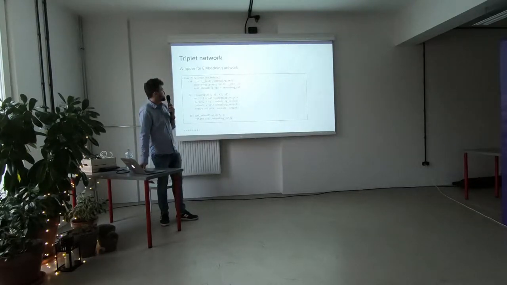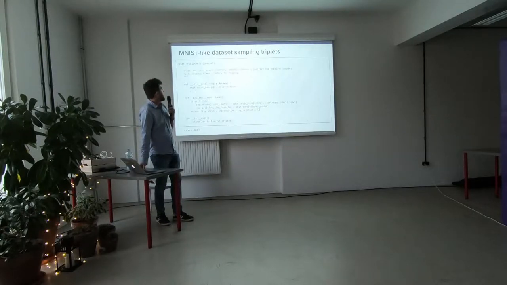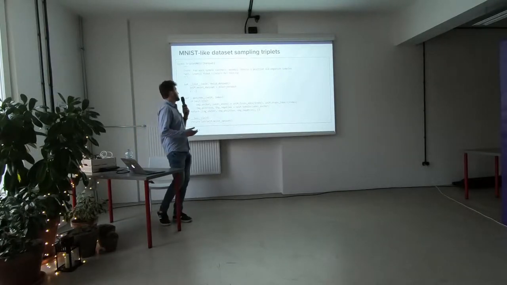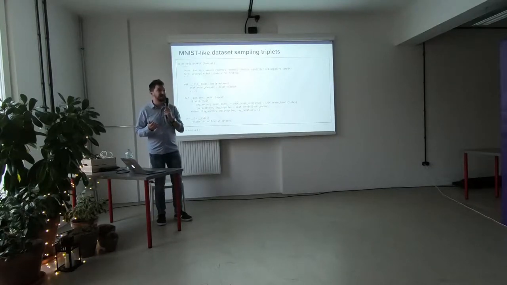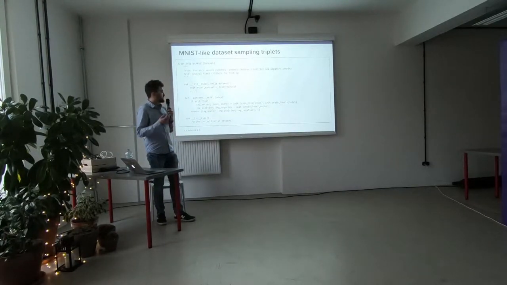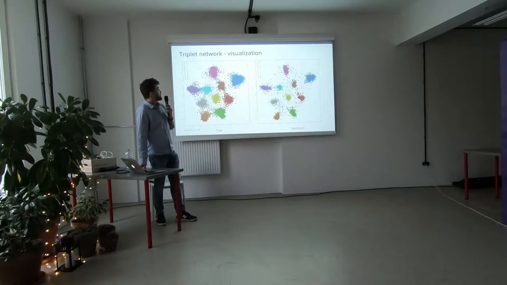The triplet network implementation is quite similar. Now instead of processing two inputs with the embedding net, we process three inputs, getting three embeddings. Similarly, we need to write a triplet data provider, a dataset subclass in PyTorch where we sample the anchor, positive and negative examples. And this is what we get with a triplet network.